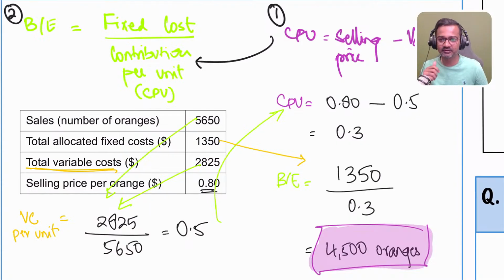Everybody happy? I'll just quickly go over it again just in case there's any questions. So first you calculate contribution per unit, which is selling price per unit minus variable cost per unit. In order to calculate variable cost per unit, we had to divide total variable cost by the number of oranges that we did here in order to get variable cost per unit. This number goes here, gives us a contribution per unit of 0.3. Then it's a simple job of filling in this formula, which was fixed cost divided by contribution, as we did here.